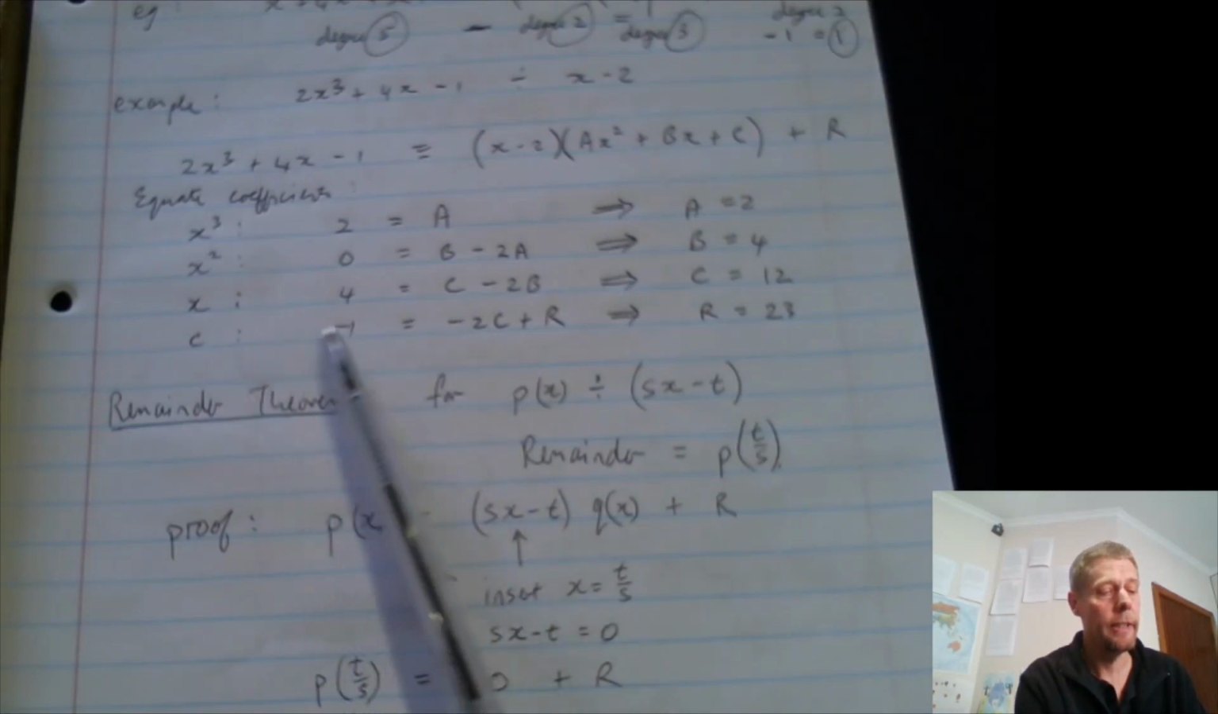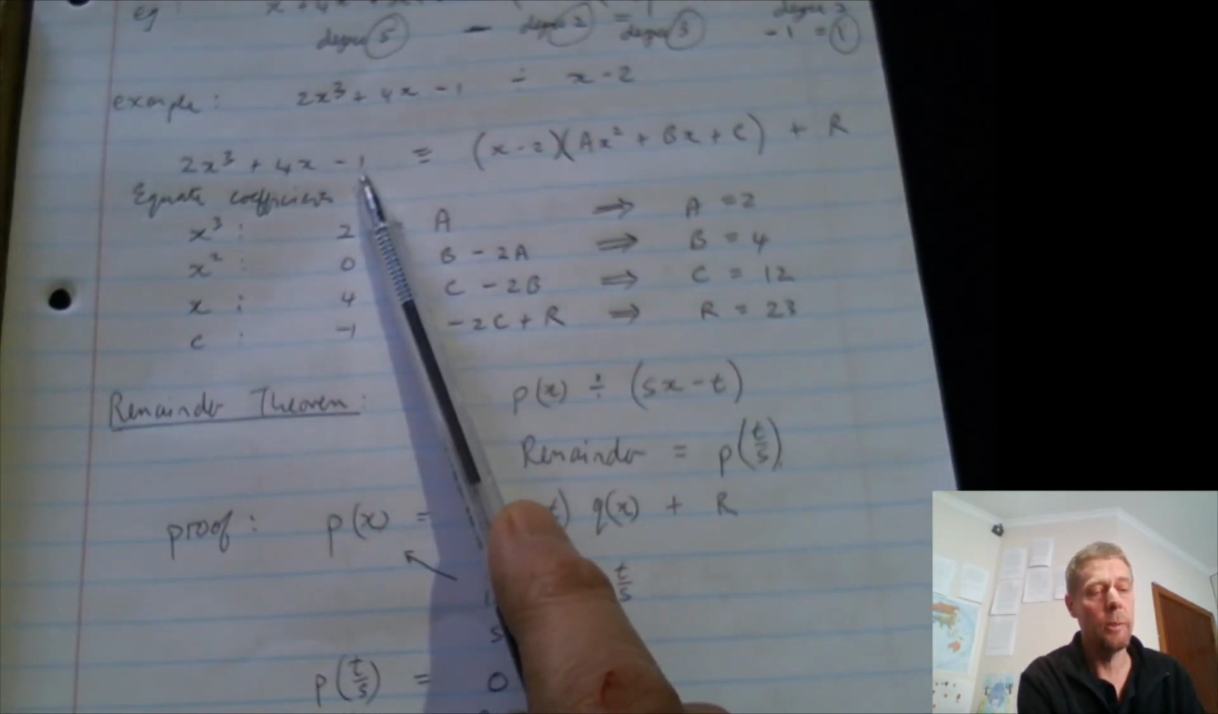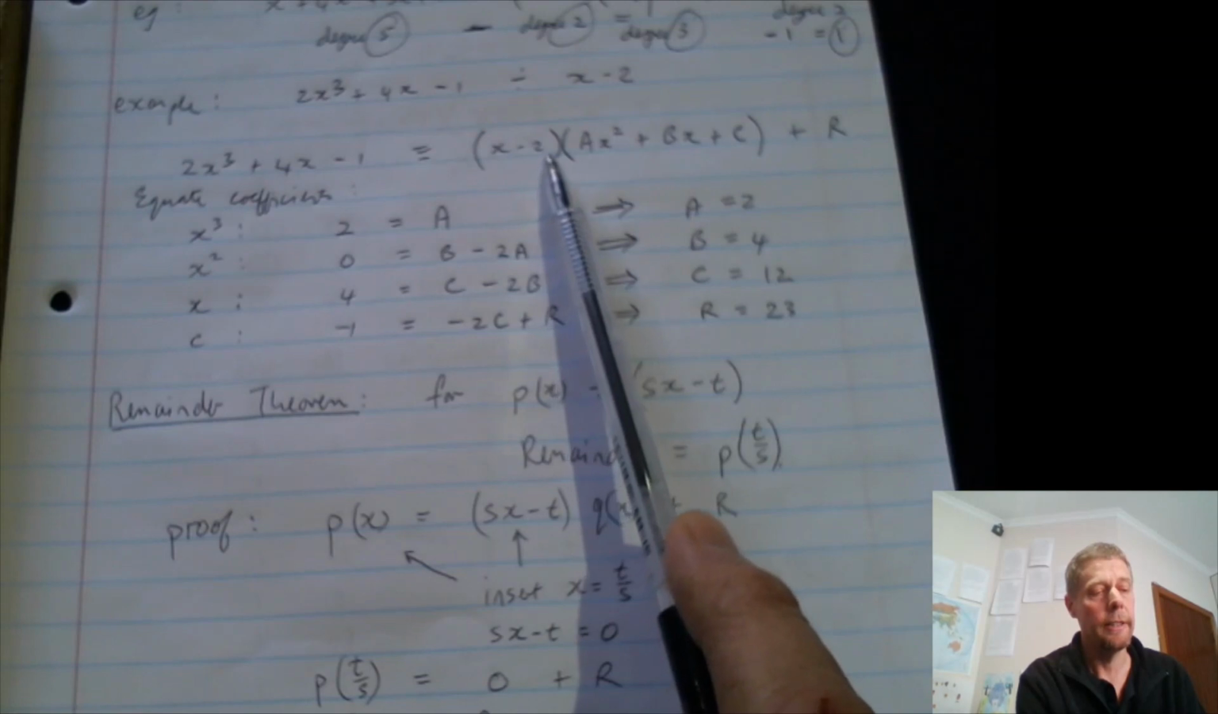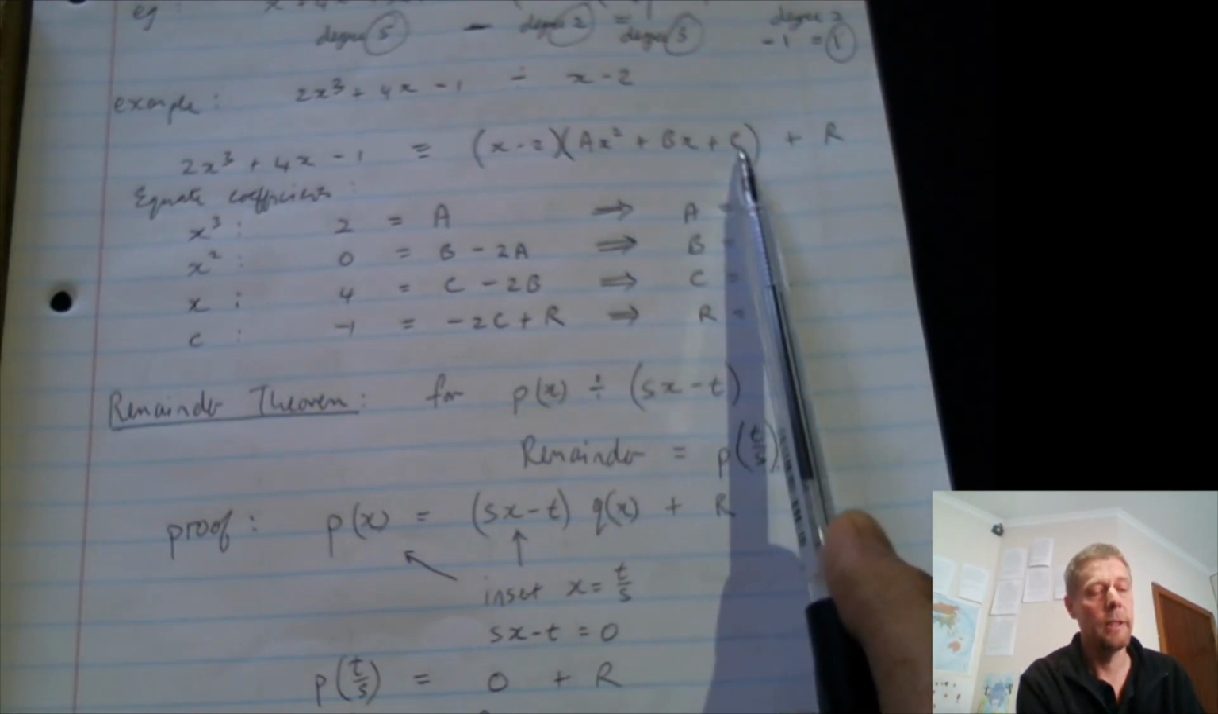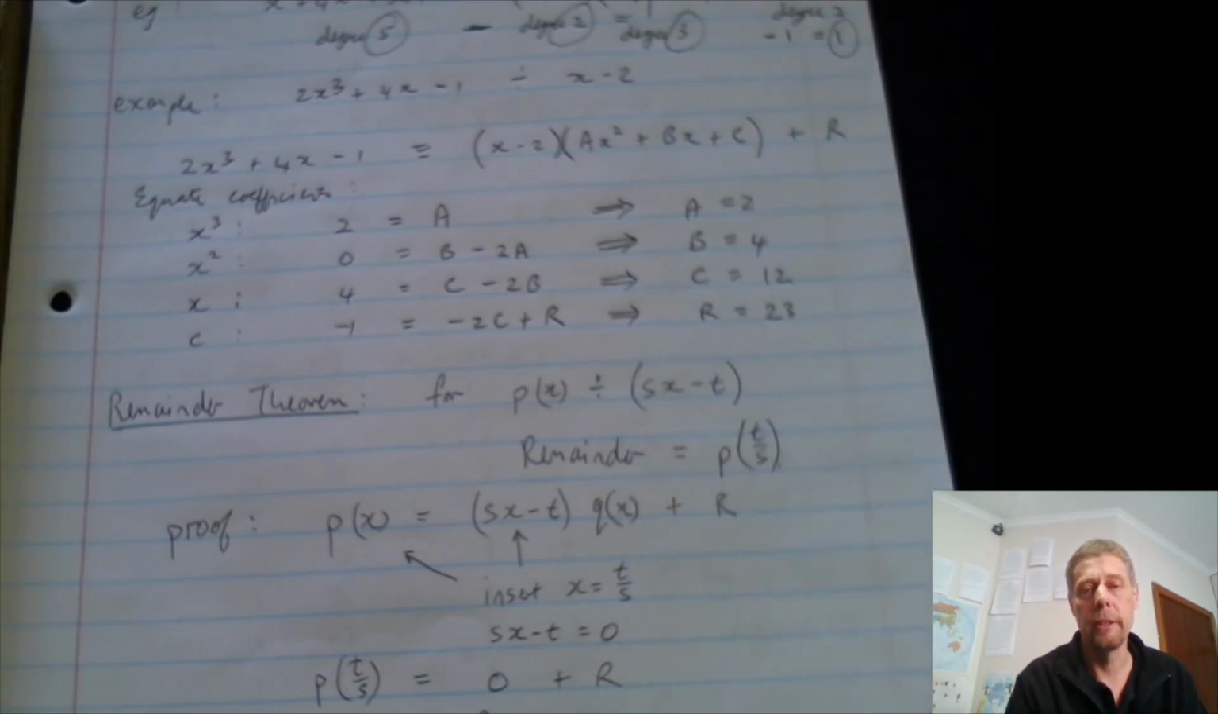And finally, the constant term on the left is minus 1, and the constant term on the right is derived from minus 2 times c, and don't forget plus r. And so we find r equals 23.